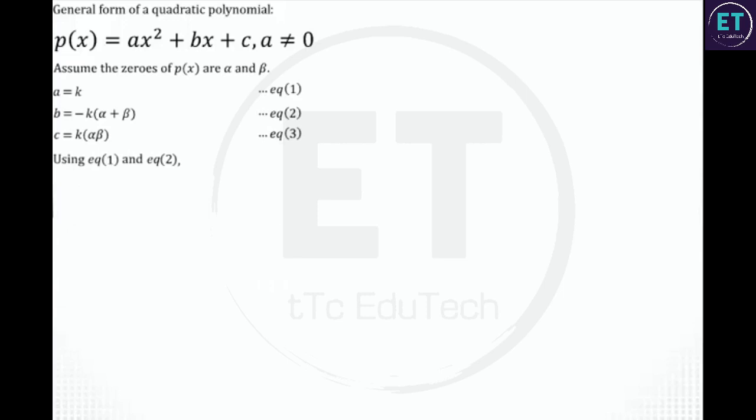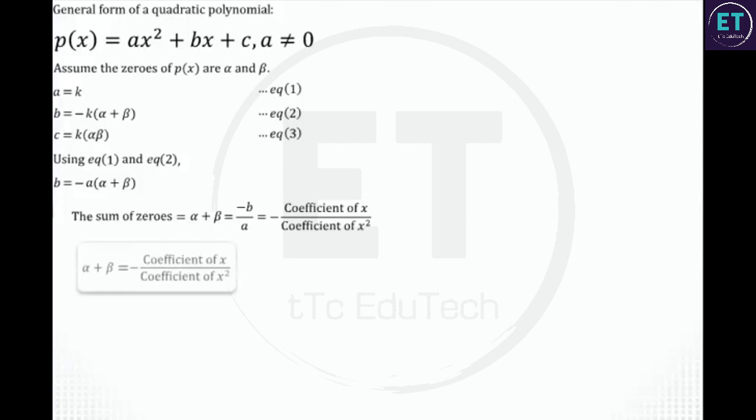Now, let us use equation 1 and equation 2 to get this relation. This equation indicates that the sum of the zeros is equal to minus b divided by a. Here b is the coefficient of x and a is the coefficient of x squared. Therefore, this equation establishes the relationship between the sum of zeros and coefficients of the quadratic polynomial.